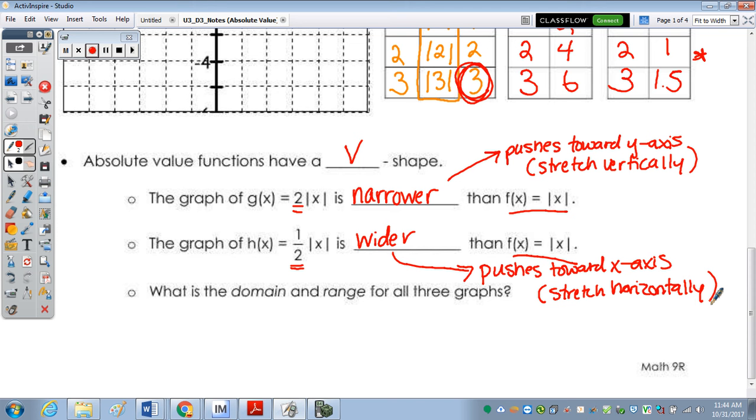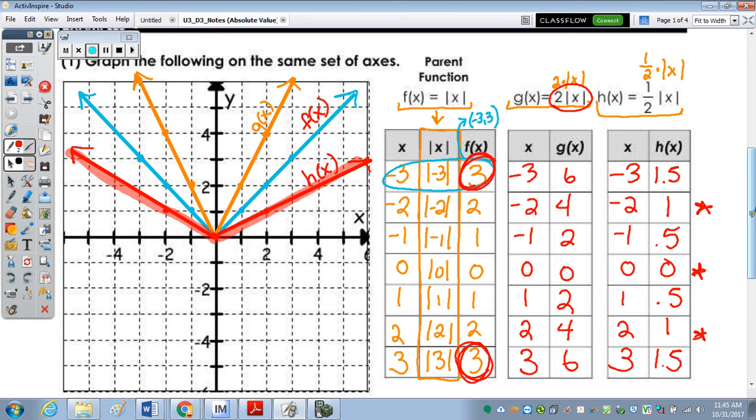What is the domain and range for all three graphs? Well, all three graphs continue left and right and don't ever stop. So if I look at the domain, it's going to start here and go left. It's going to start here and go right. The range starts here and goes up. Okay, so that floor, that point right here, is (0, 0). So the range is going to be all y values greater than or equal to 0, where the domain is all real numbers.